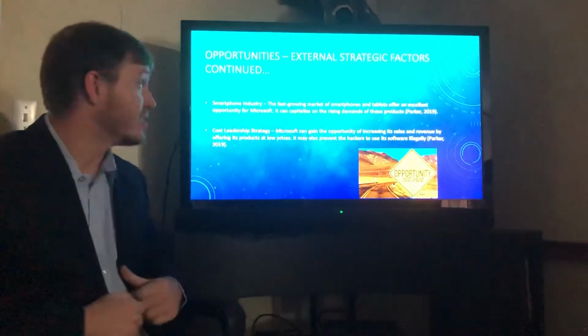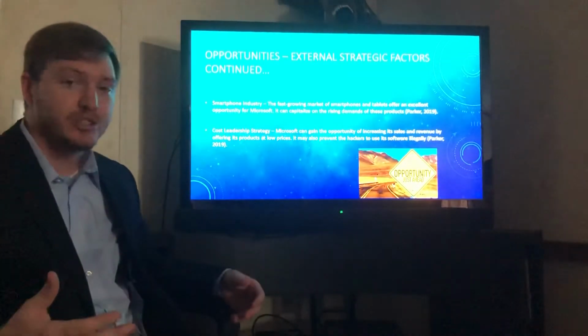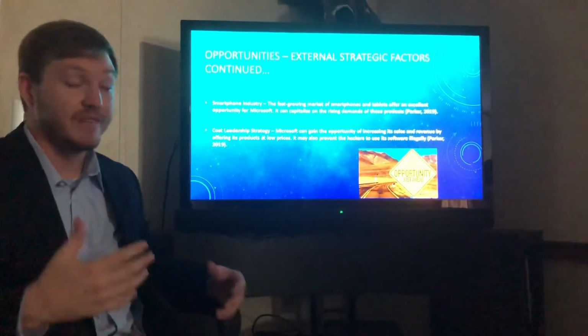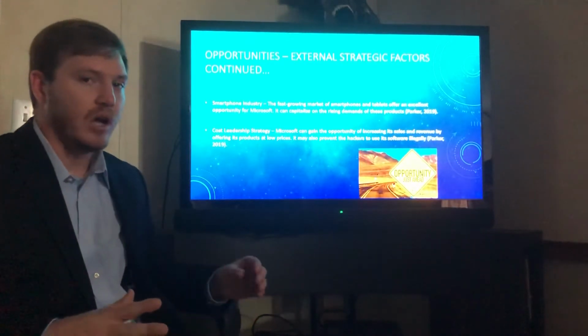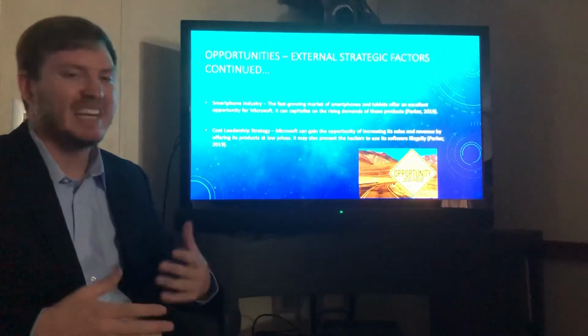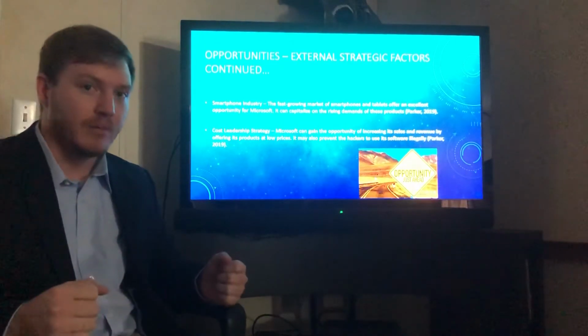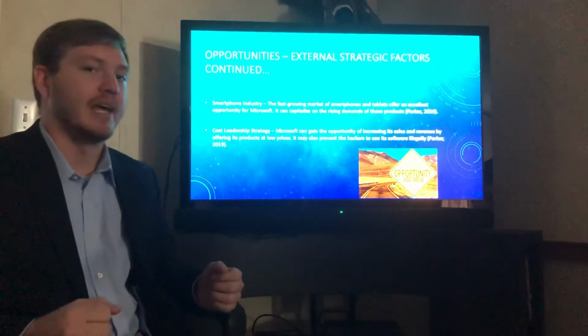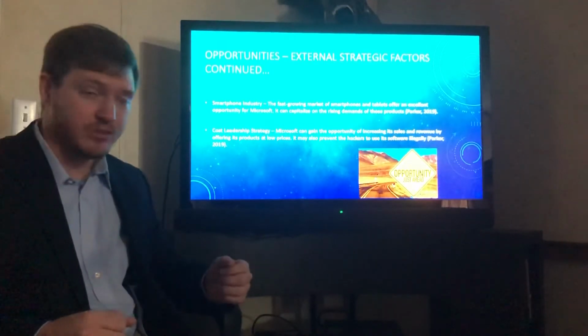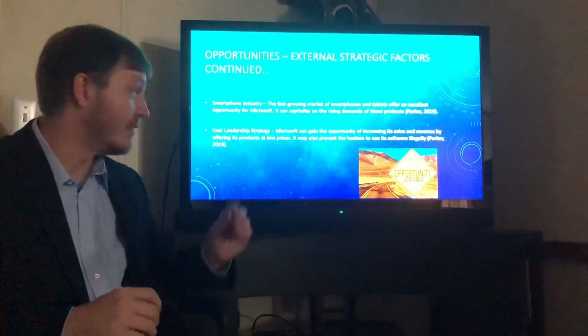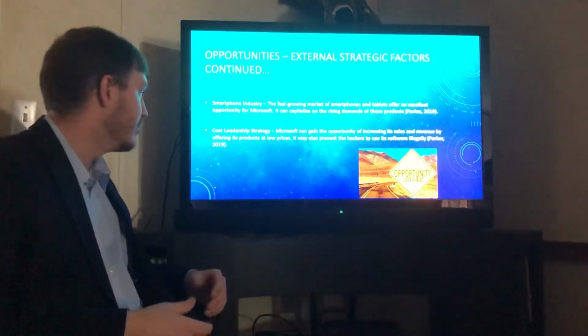Some of the opportunities continued. You have the smartphone industry, which, like I said earlier, they did not really focus that much on. They're trying to be innovative and really broaden and get that market bite to it, because they're a little behind Android and Apple currently. So they just, at this point, have the opportunity to really broaden that spectrum.